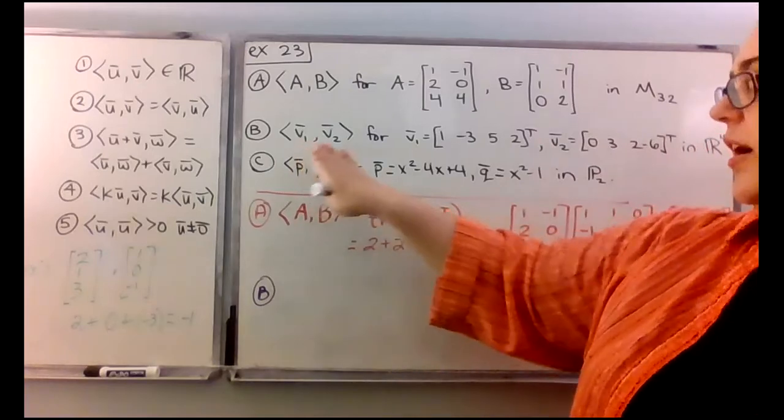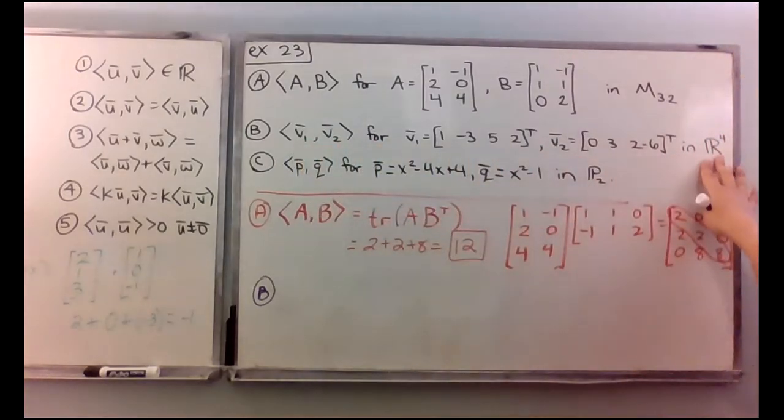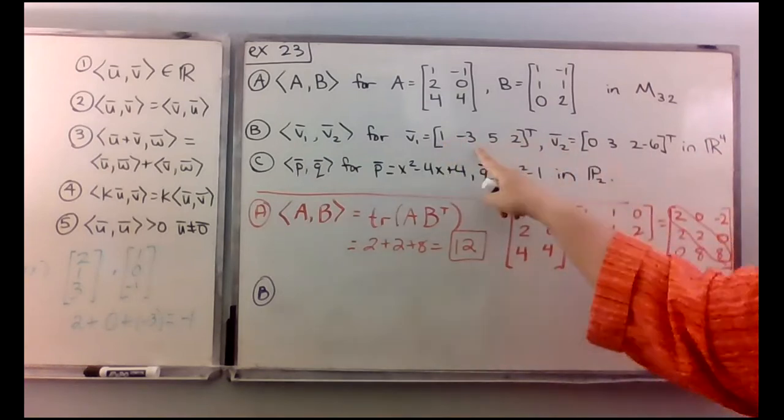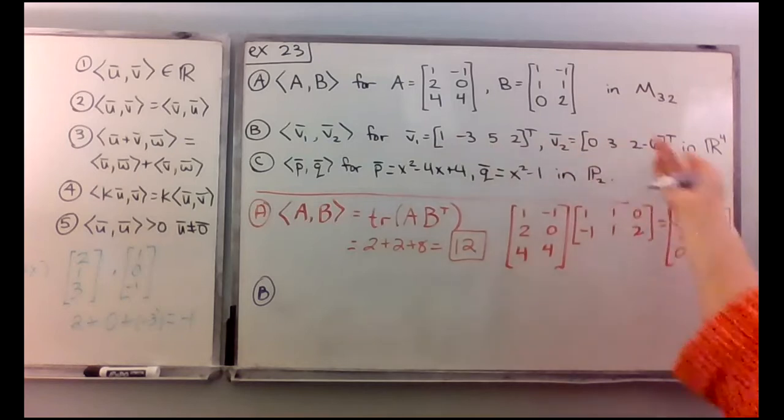For B, now we're living in R4. So the inner product here is going to be our dot product. So that just means multiply those corresponding entries and then add them all up.